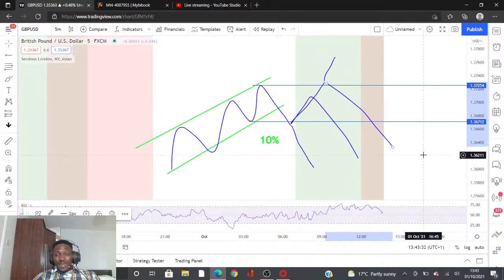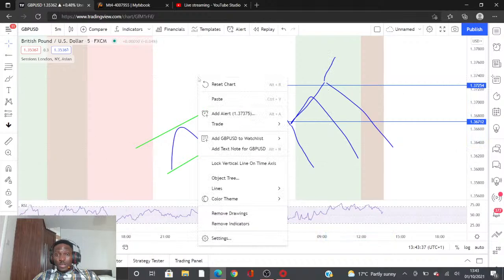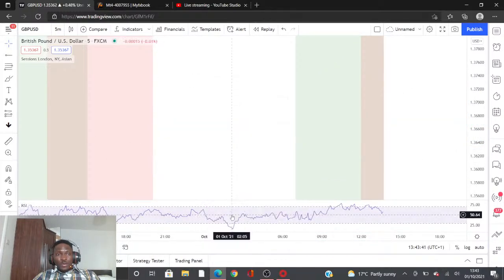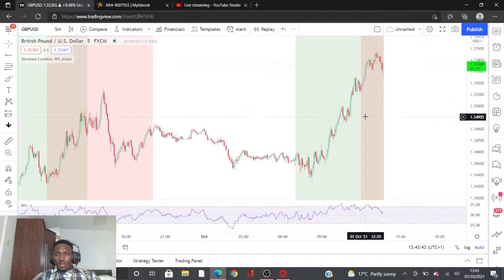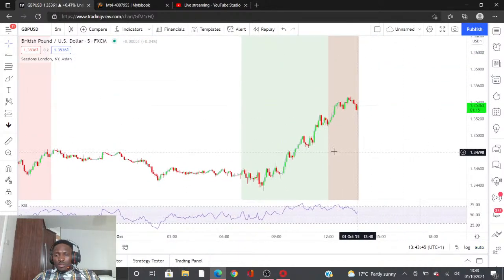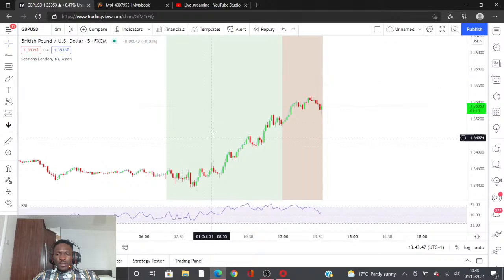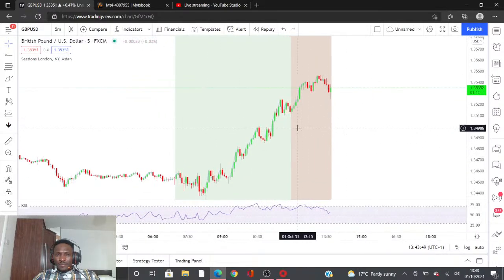You can apply this to any kind of break of a structure in the market. It doesn't matter what it is. The results are the same. Like I said, go through the charts and do your research. Just keep a record, and you're going to see.